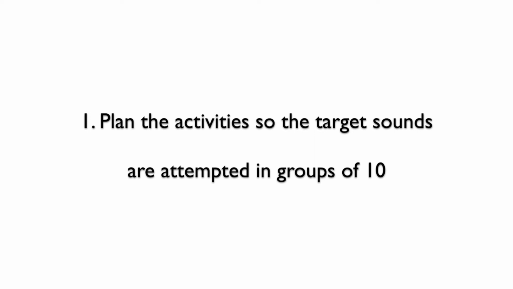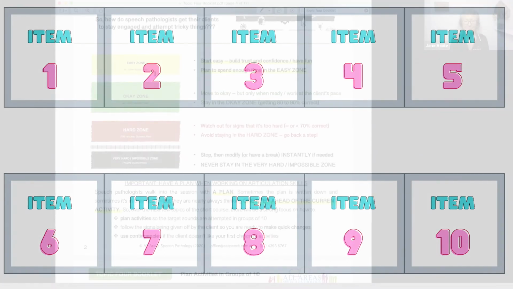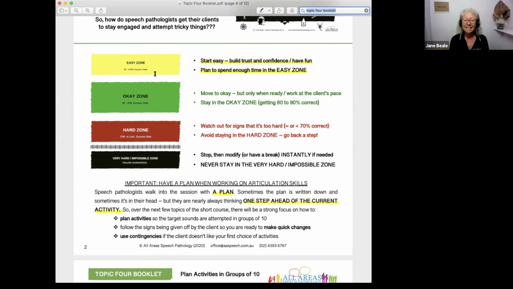First of all, we need to plan the activities that we do in the articulation program so that we can be monitoring how the client's going. We do this by thinking about activities or tasks having a certain number of attempts, and this works really well when it's 10 attempts. The second thing we're going to do is make sure we're monitoring the client, we're watching them, and we're ready to make quick changes.